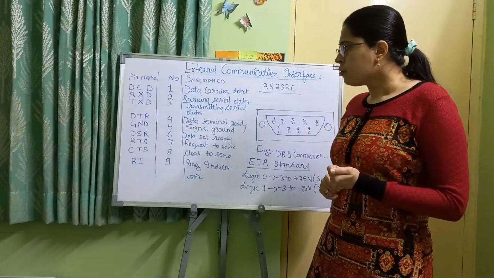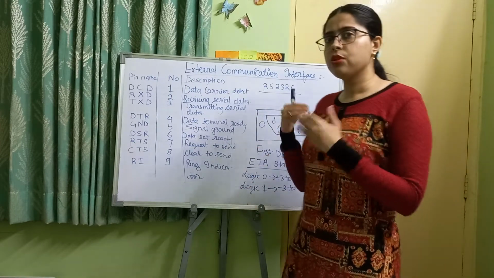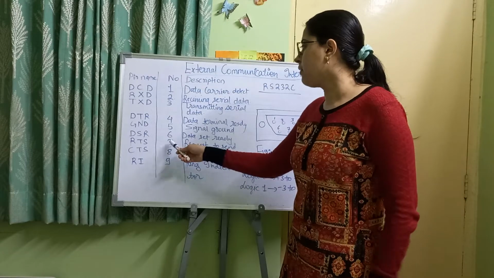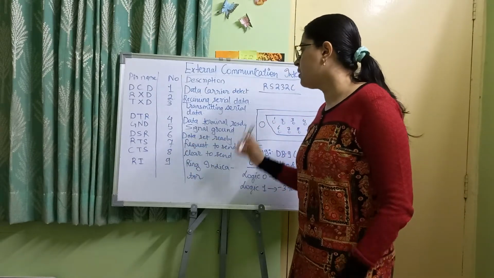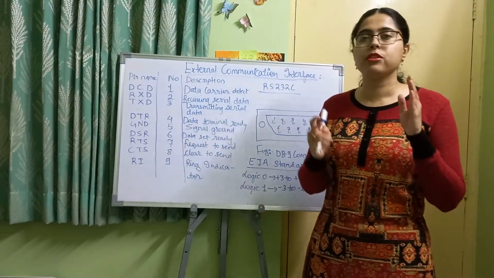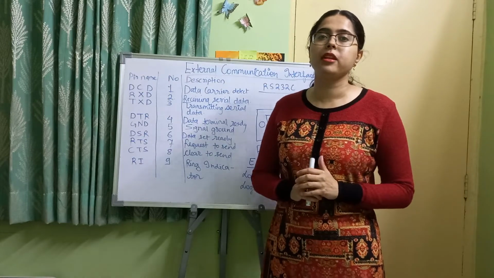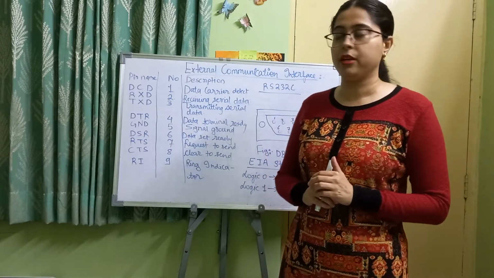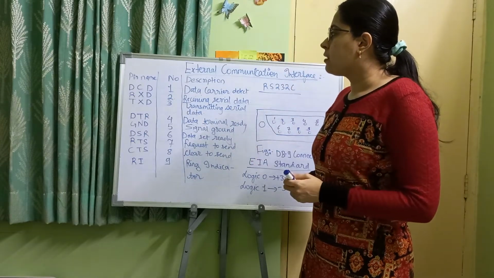Fine. So the coordination of a communication is done by the 7th and 8th pin, that is RTS, request to send, and CTS, clear to send. The 7th and 8th pin, RTS and CTS, are responsible for coordinating communication between the data terminal equipment and the data communication equipment. Okay. Now next is RxD and TxD.